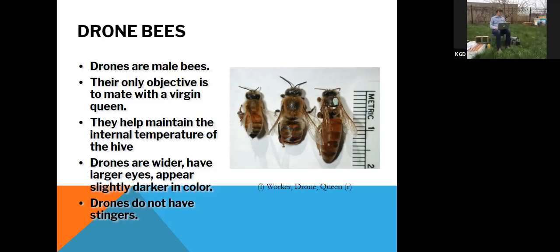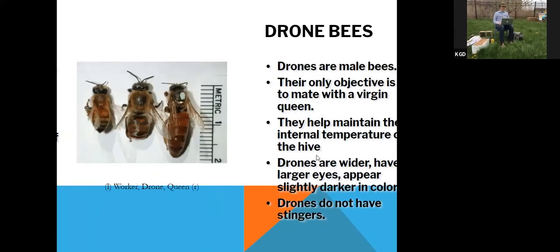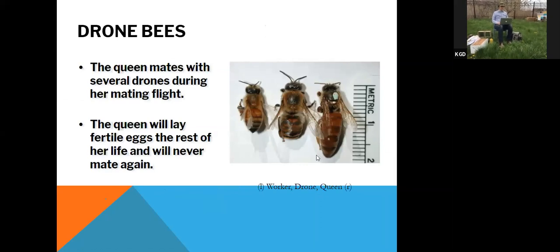They do not feed themselves. So they hang out in the hive, the workers feed them, they go out to the drone congregation area, they mate with the queen, and then they die, or if they're still hanging out back at the hive, they're helping regulate the temperature inside. Next slide. As I mentioned, a queen can mate with up to several drones on her mating flight. Next slide.